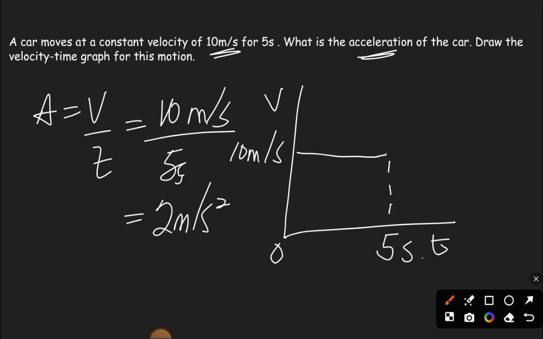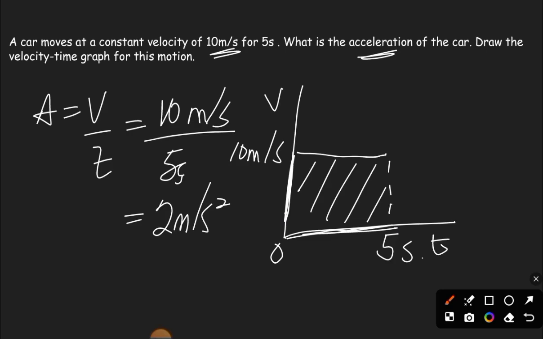Now, an extra question. You can be asked to find the distance traveled. When you are asked to find the distance traveled, you can just find the area. Once you find the area, you know the distance traveled. So with this, you have a rectangle here. Finding the area of this rectangle, the distance from this spot to this spot is 10, and this side to this side is 5. So you're going to have 50 meters.